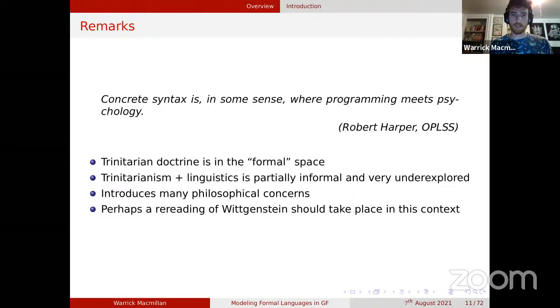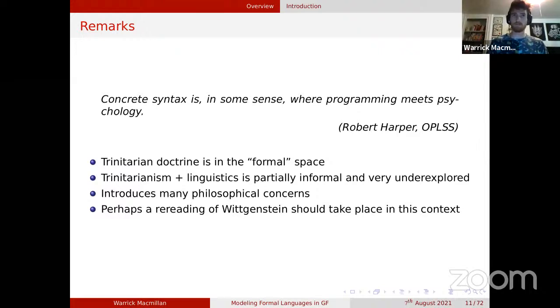So let's quote Harper again, or quote him for the first time, but reference him again. He says, concrete syntax is in some sense where programming meets psychology. And I think that's a good perspective to have when looking at GF and how to model a programming language. So we could say that the Trinitarian doctrine as proclaimed is purely formal.